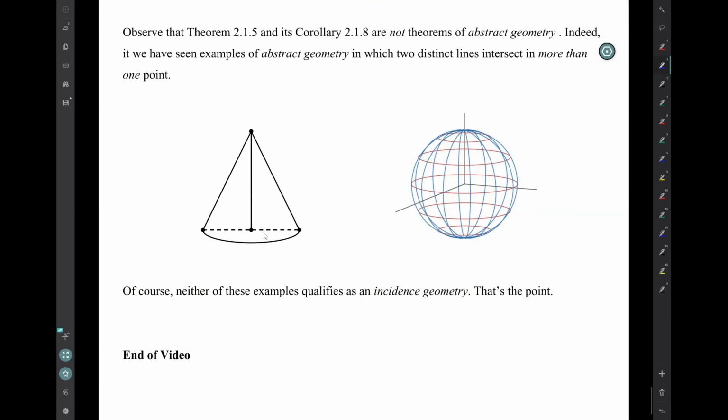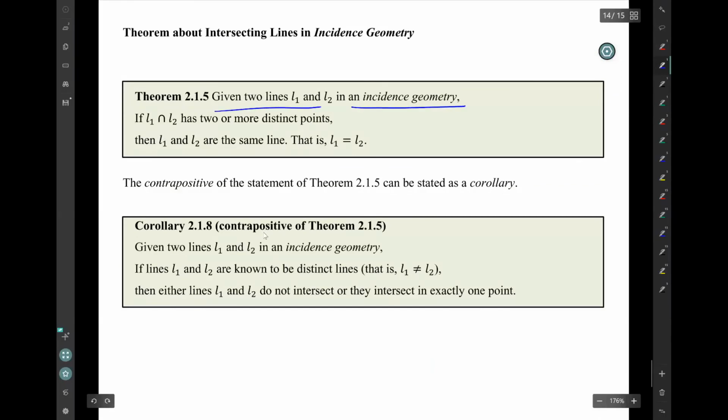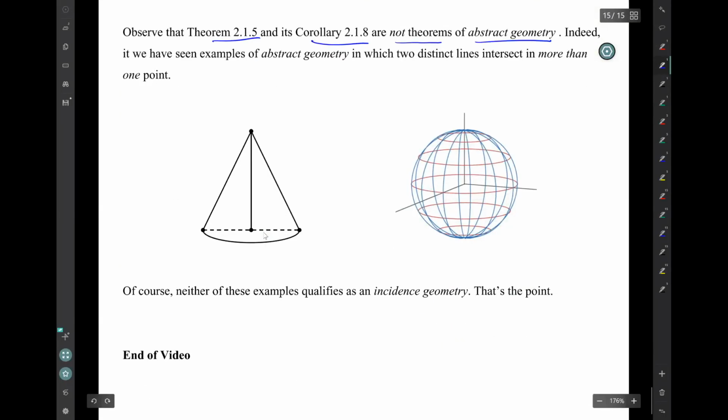Now, observe that Theorem 2.1.5 and its corollary are not theorems of abstract geometry. They are theorems of incidence geometry, given lines in an incidence geometry. So those are not theorems of abstract geometry. Indeed, there's a typo here. We've seen examples of an abstract geometry in which two distinct lines intersect in more than one point.